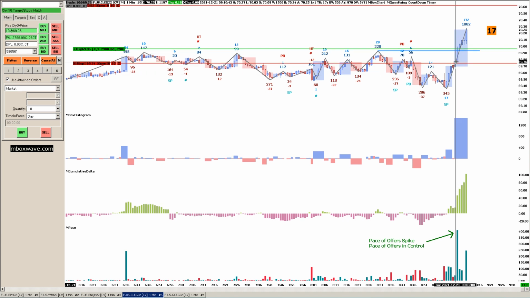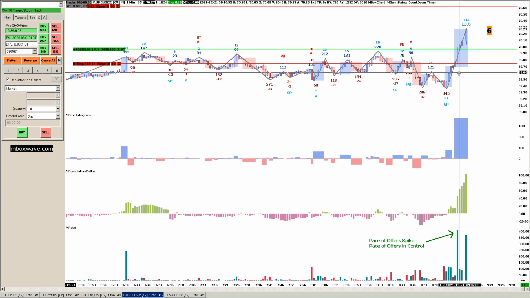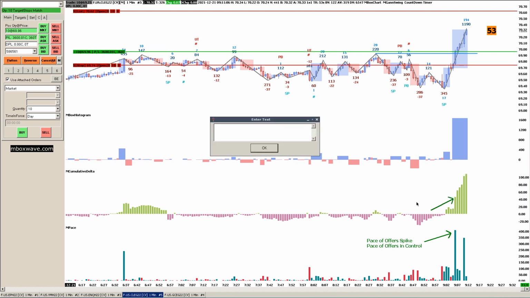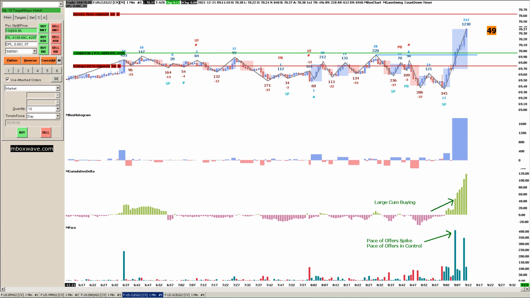I put my stop loss not under the swing, it just was too far. I put it under this breakout candle, and it seemed like a good place since this is actually where the breakout occurred. Looked like things might continue. We've got large cumulative buying going on here. Large cum buying.